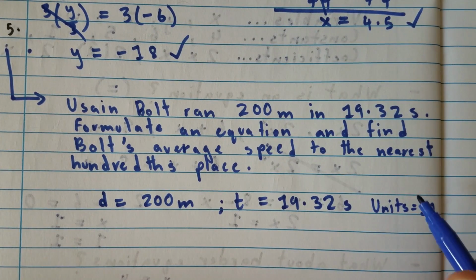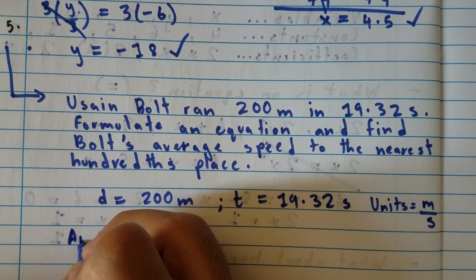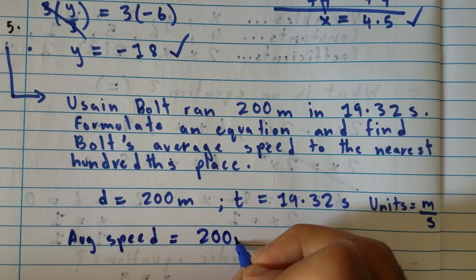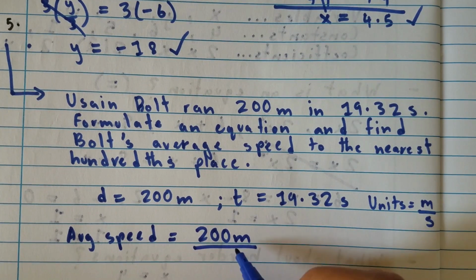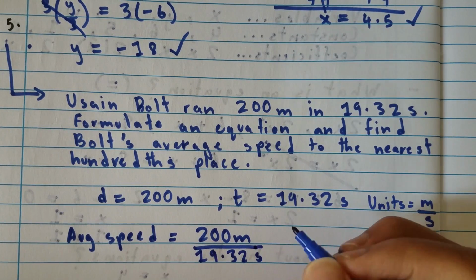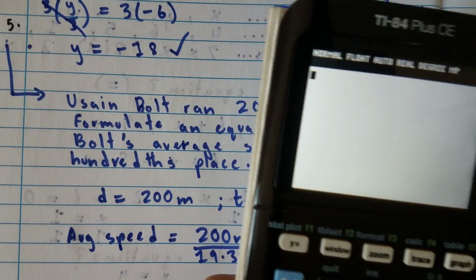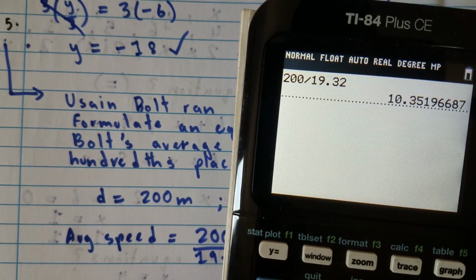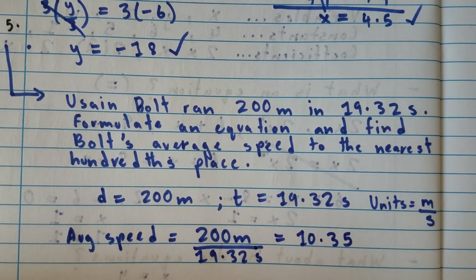Well, to find the average speed, we know that the total distance is 200 meters, so we know that the average speed is equal to 200 meters. That's the total distance that he ran over the total time it took to cover that distance, and that is 19.32 seconds. And if we put that in the calculator, we get 10.35. Now it's asking to the nearest hundredths place, so let's look again.